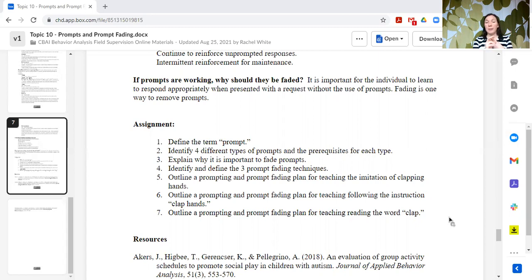And the third one, number seven here, outline a prompting and prompt fading plan for teaching reading the word clap. So our SD is going to be the written word clap. And so what would be the prompt? What would be the prompt fading strategy?